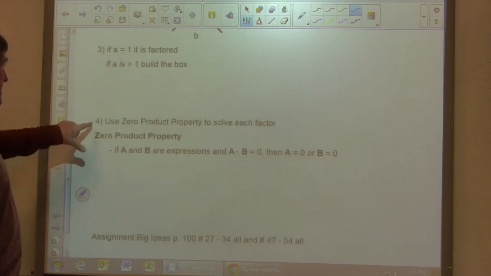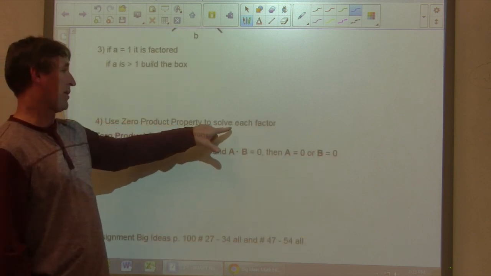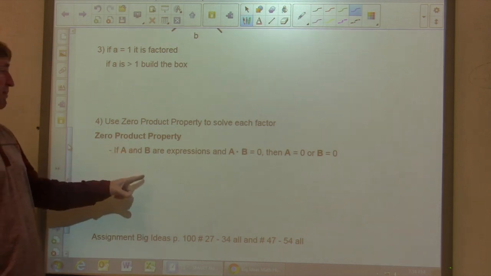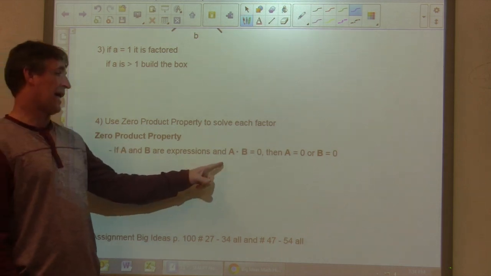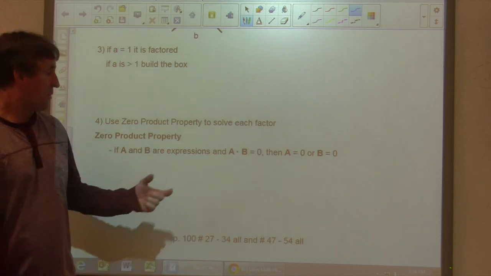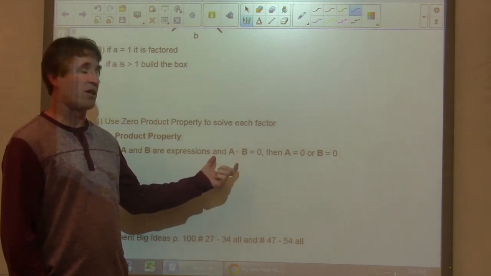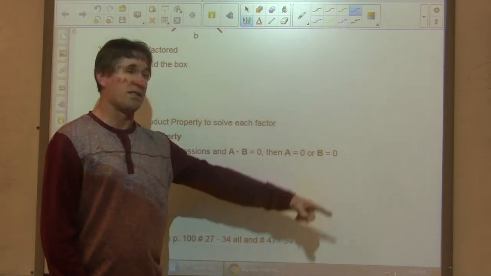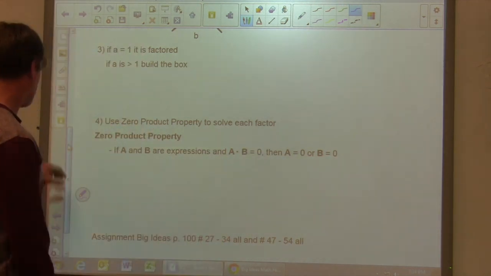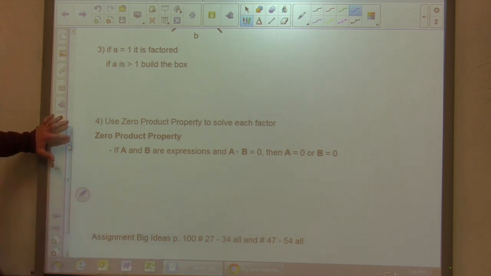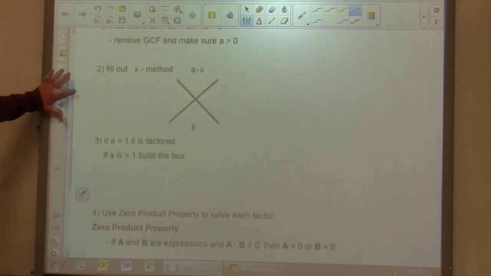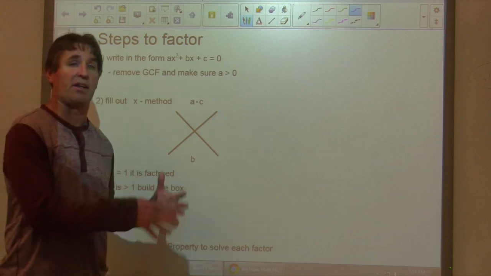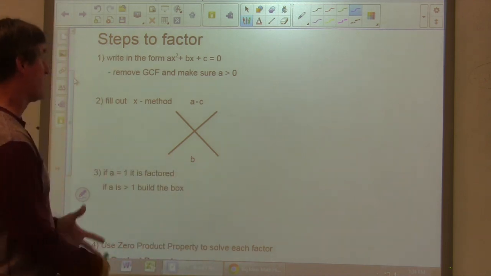And then the last step is to use the zero product property to solve each factor. The zero product property is: if a and b are expressions, and a times b equals 0, if two things multiply together to give you 0, the only way that's possible is if a is 0 or b is 0. So one of them has to be 0. If you have all these notes written down, we'll go through some examples. You might want to pause the video, go back, make sure you get the steps written down, and then we're going to go through them one by one as we go through some problems.